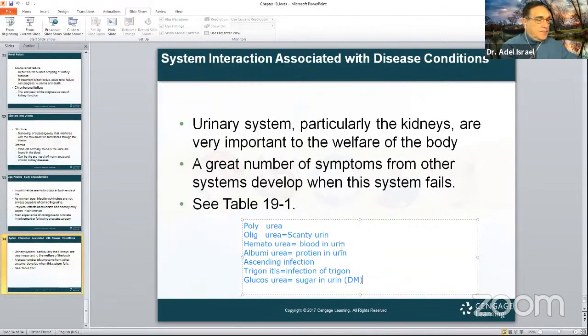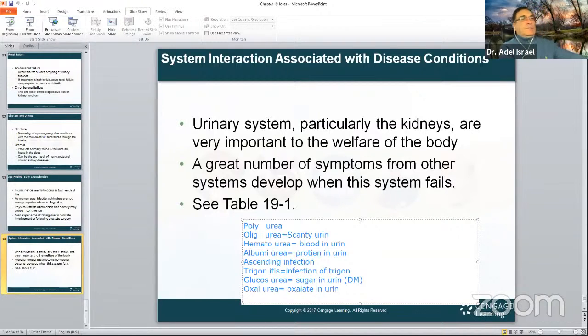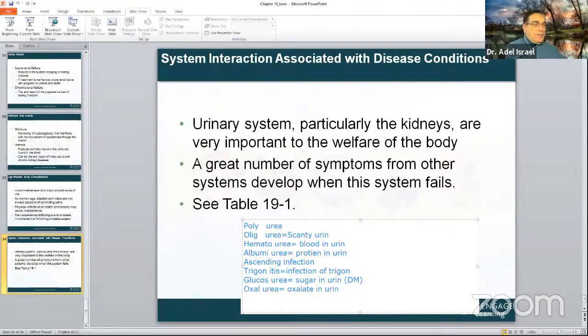Another one is oxaluria. It means we have oxalate in urine. Okay. What is oxalate? If you eat spinach or strawberry, or tomato, which are rich in oxalate, it will show up in urine. Okay, and lastly, we need to know what we mean by uremia. Uremia is 2 words, and it means increased blood urea.